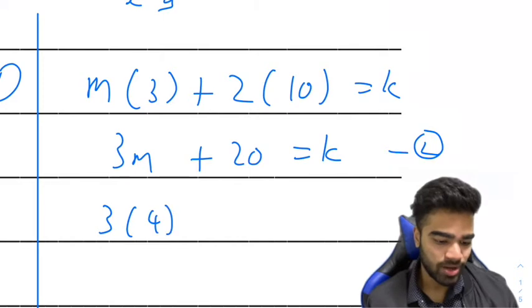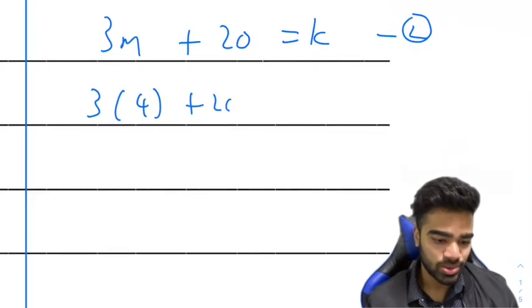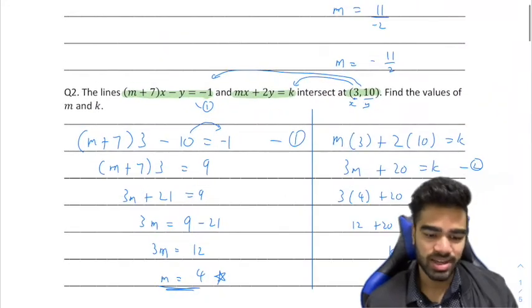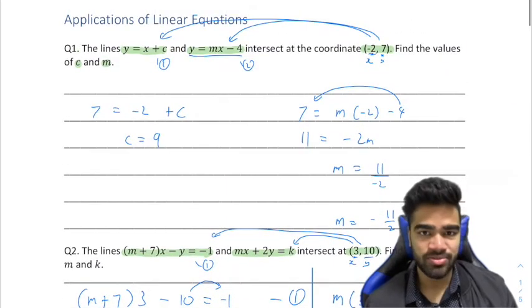3 multiplied by 4 plus 20 is equal to k. So 12 plus 20 is k. So k is equal to 32. That's it. Simple as that. So again, same thing as what we did in question 1, just a few extra steps.